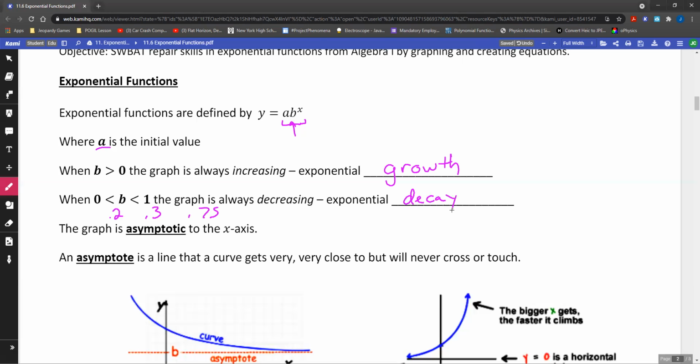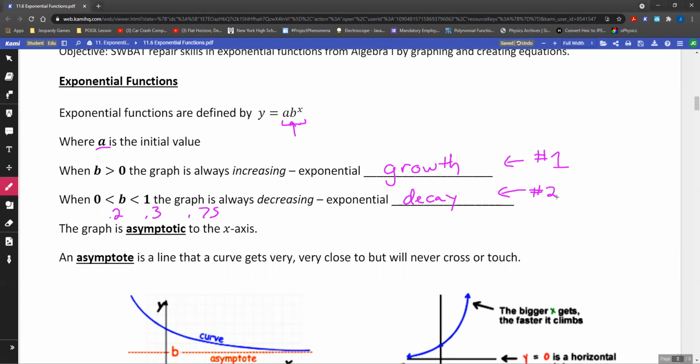So exponential growth was actually the first do now question. This was number 1 from the do now, and the decay was number 2 from the do now. This makes sense because in the first question, b was equal to 2, and for the second question, b was equal to 0.5 or 1/2.